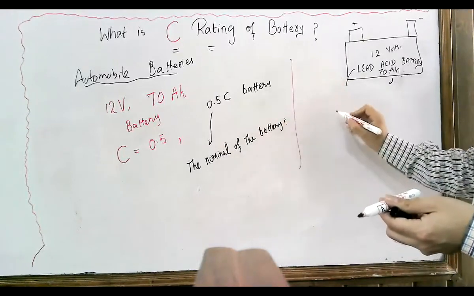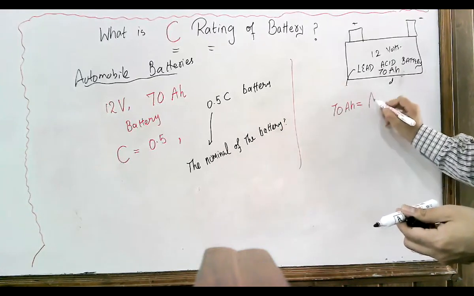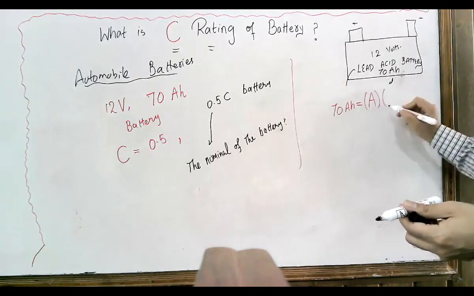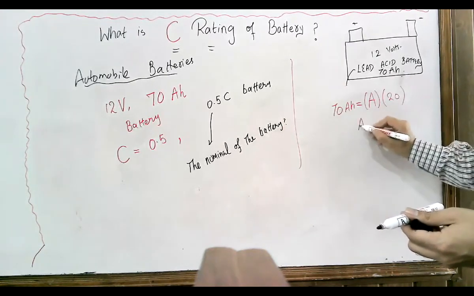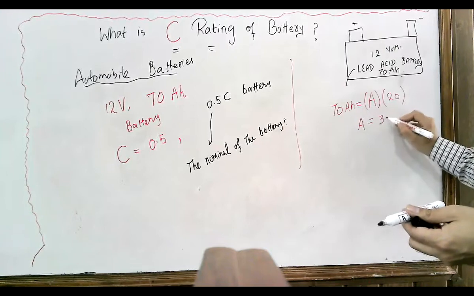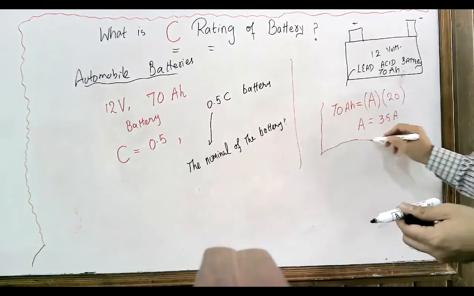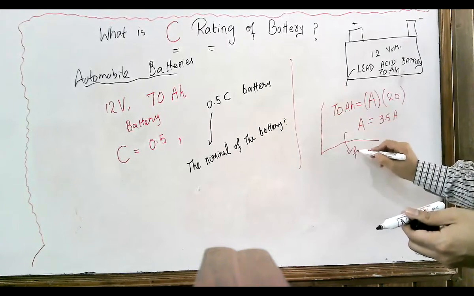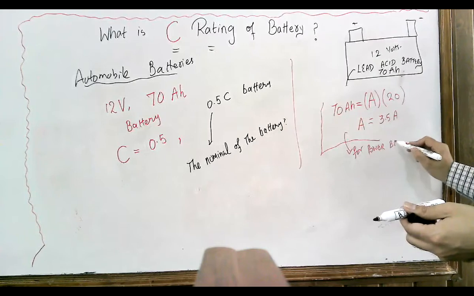How we did it? We took 70 ampere hours, and in the hour slot we put 20 hours, and we found out it is 3.5 amperes. But this is the condition when the battery is for power backup.